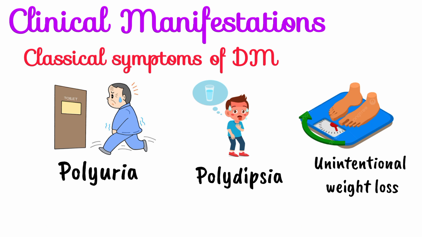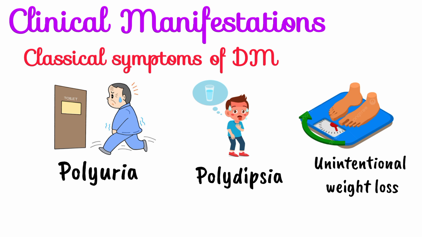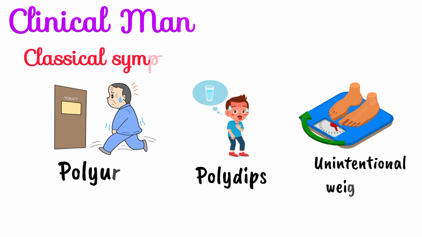Polydipsia means increased thirst, or the patient will drink more water than usual. The patient with diabetes mellitus will drink greater than 6 liters per day. And unintentional weight loss. These three are the classical symptoms of diabetes mellitus.